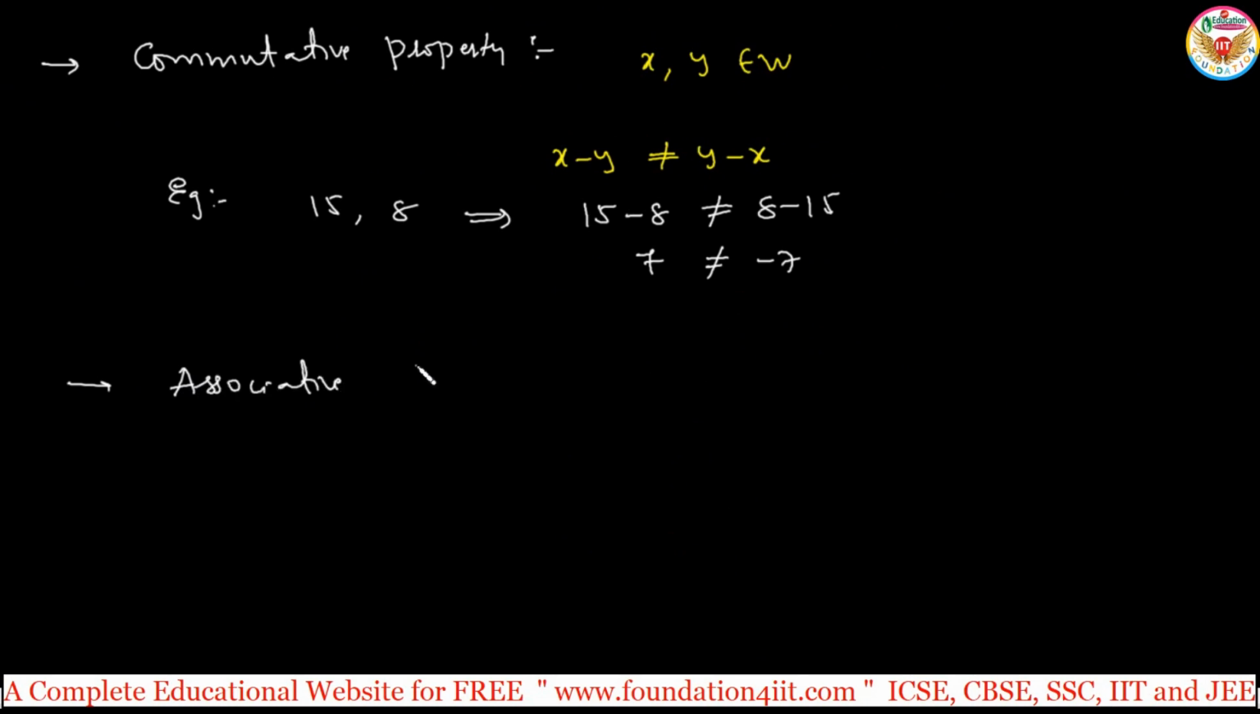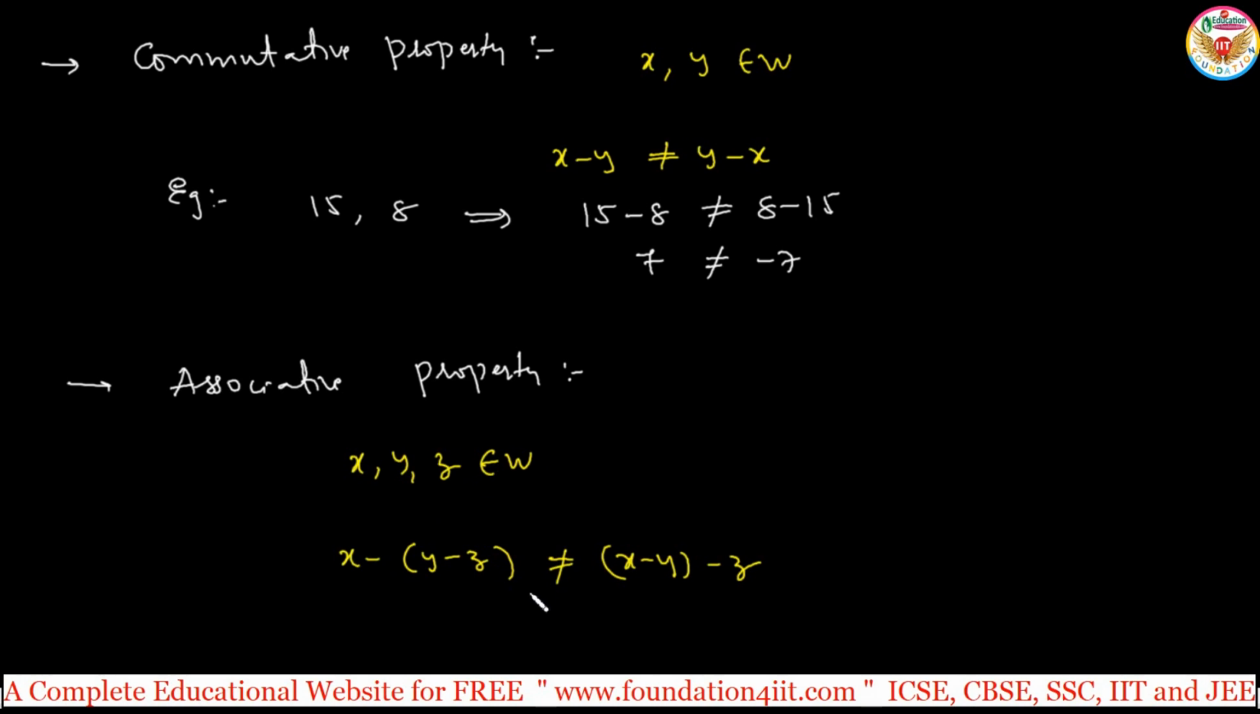Associative property. Here we have three numbers. That is, if x, y, z belong to whole numbers, check once x minus y minus z and x minus y minus z. So they are not equal here. So the subtraction of whole numbers does not satisfy the associativity.